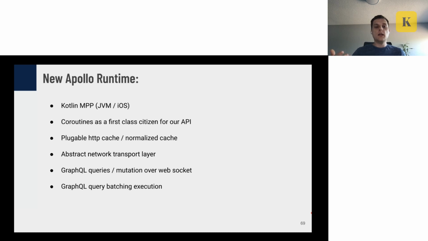Also, the next very big decision that we made is that we are using coroutines for our APIs as a first-class citizen, and what that means is that, for example, one of our APIs is providing a flow that emits the responses.